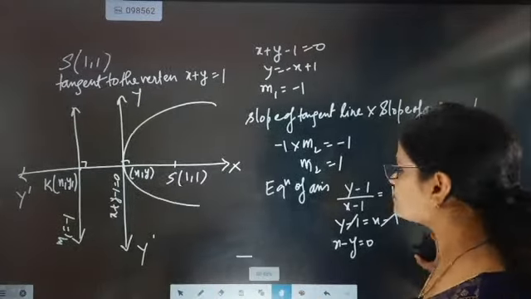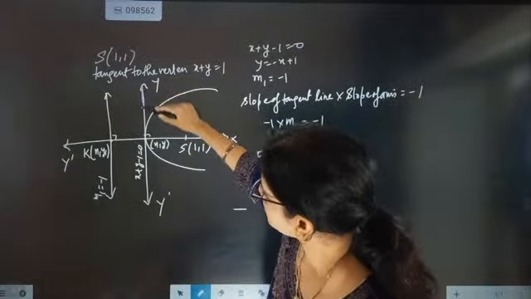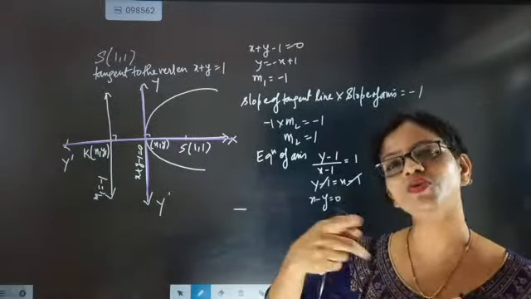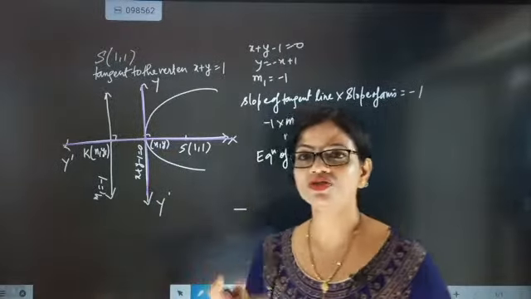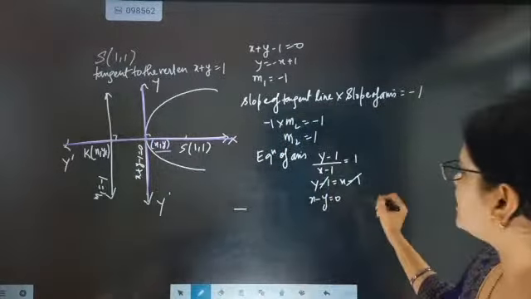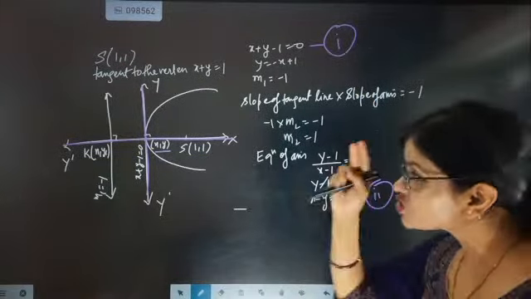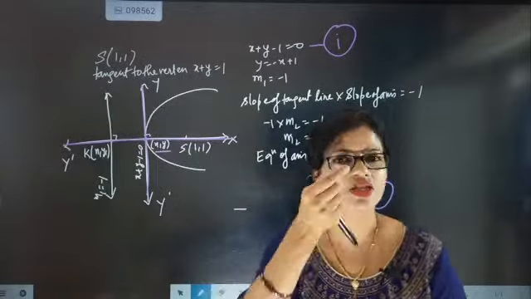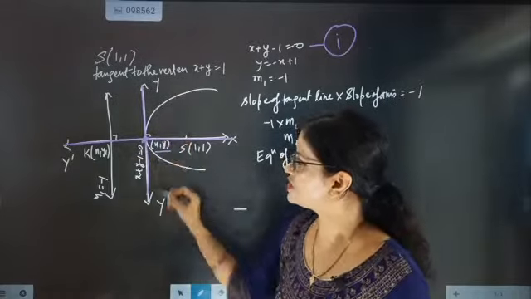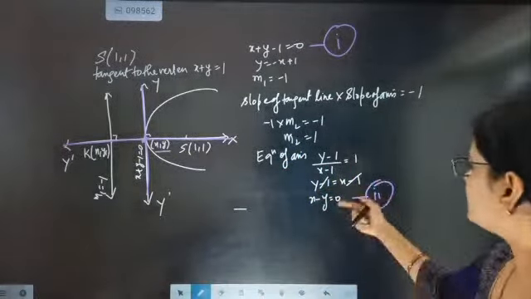Now this tangent line and the axis are perpendicular to each other, and they touch each other at the origin. So we can get this point from the equations of these two lines: this is equation 1 and this is equation 2. When we solve these two, we will get the point of contact between the tangent line and the axis.